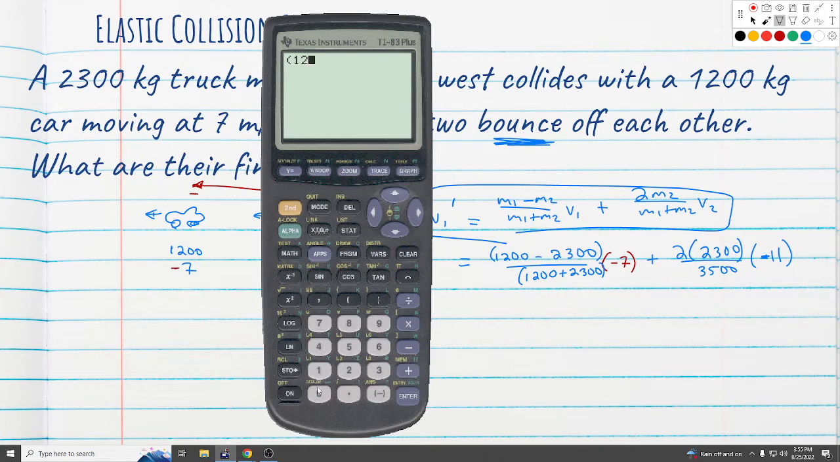But up top I'd have 1,200 minus 2,300. I like to go ahead and get that 7 in there before I do the bottom. But down there I had a 3,500. And then I could say plus 2 times 2,300 times negative 11 divided by 3,500. Okay, negative 12.257.